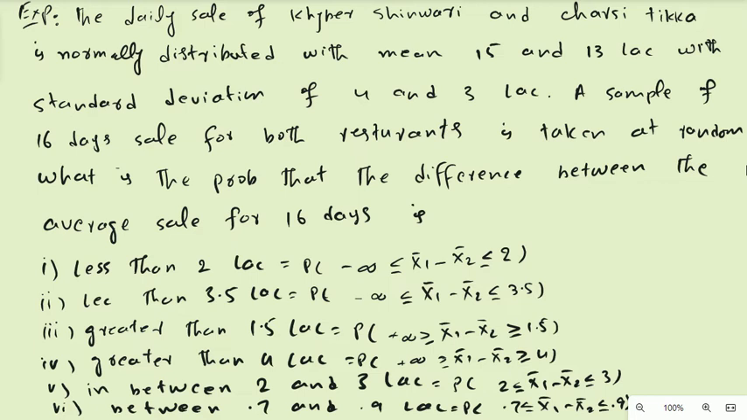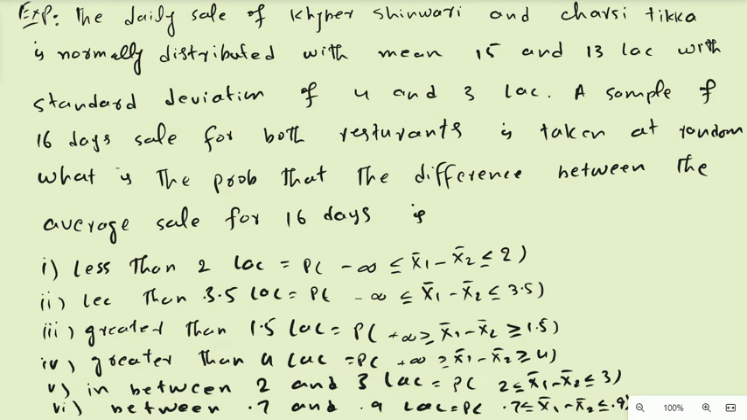First of all, we need to convert this "less than 2 lakh" to mathematical form. So, what is x 1 bar? This is the average sales of Haber-Shinwari restaurants for 16 days, and x 2 bar is the average sales of Chersi tikka restaurants for 16 days. And the difference between the two is less than 2 lakh. The minimum limit is not given, how much less it is not given. So, that is why it will be written as minus infinity.